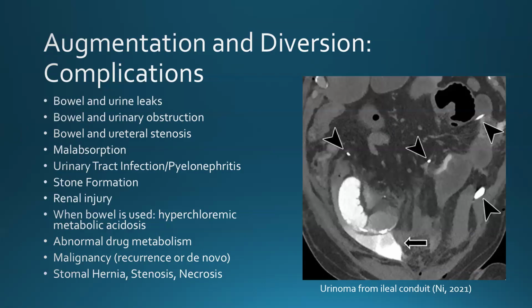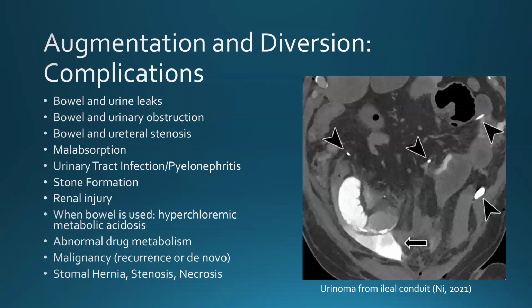When bowel is used, it can precipitate a hyperchloremic metabolic acidosis due to aspects of absorption, because the bowel is absorbing electrolytes and metabolites the way that urothelium does not, a bowel will. So that can be a problem, and that can precipitate abnormal drug metabolism as well.